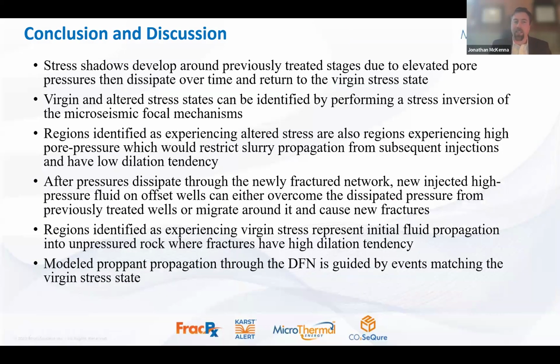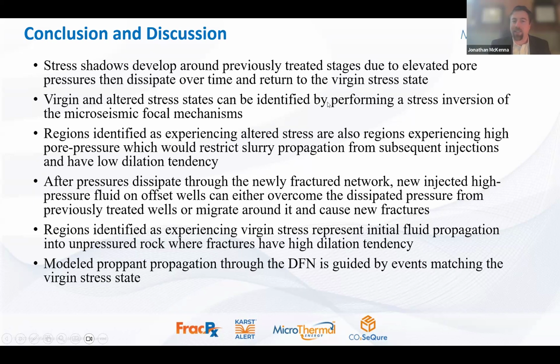So in conclusion, we can measure these stress shadow effects as they develop around previously treated stages and wells. The stress shadow effects in my examples go from blue to red. The red areas show where you have elevated stress and potentially elevated pore pressure, showing you where these stress shadow effects are occurring in time and space.